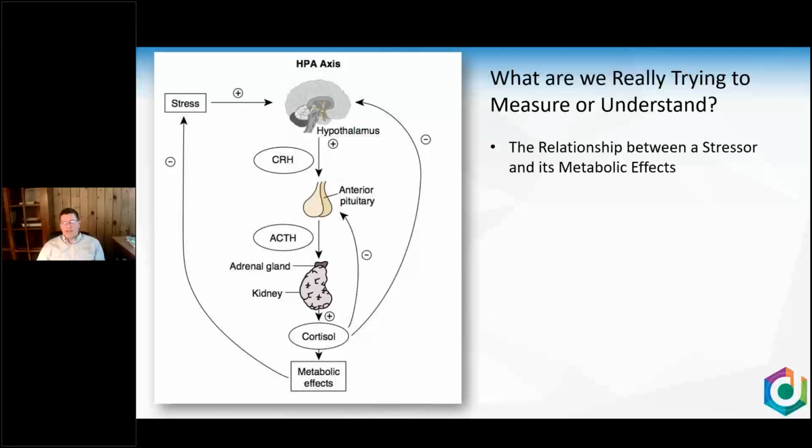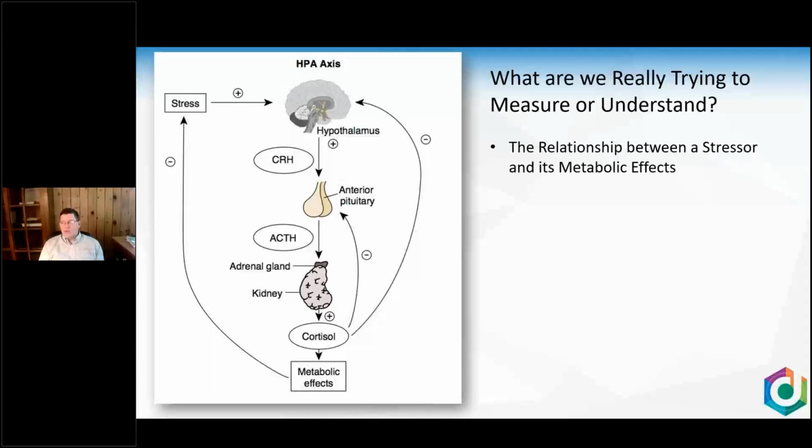So what we'd like to measure is the relationship between a stressor and its metabolic effect. So obviously that's what we're trying to figure out. When a patient is in front of us, we want to know the stressors in their life, whatever they happen to be, whether they're internal, whether they're external, whether they're perceived, whether they're real, whatever. How is that changing their metabolism, their risk for disease, what's going on in the rest of their body, signs and symptoms that are actually meaningful to them, perhaps even their risk factors for disease patterns.